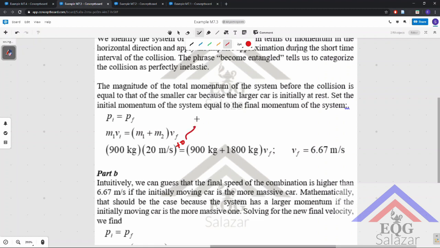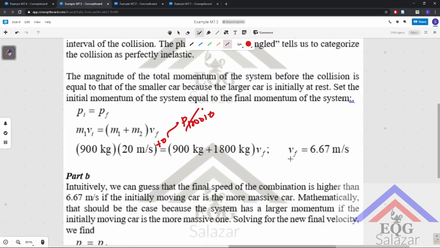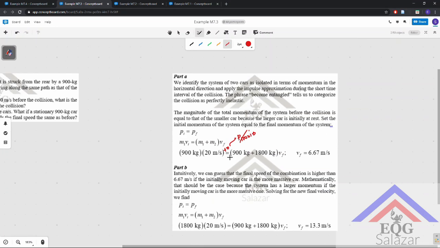This will account for the momentum of the 1,800 kilogram car. Initial momentum. But since it's at rest, that means there is no momentum. So it's 0. And therefore we have 900 kilograms times 20 equals 900 plus 1,800 times VF. And therefore we can solve for VF, and VF will be 6.67.